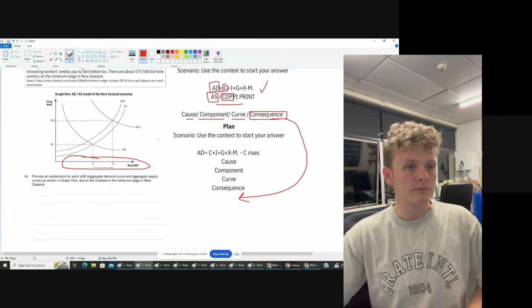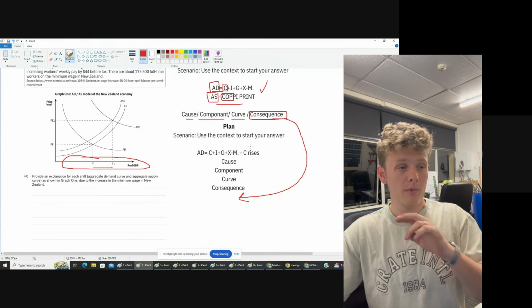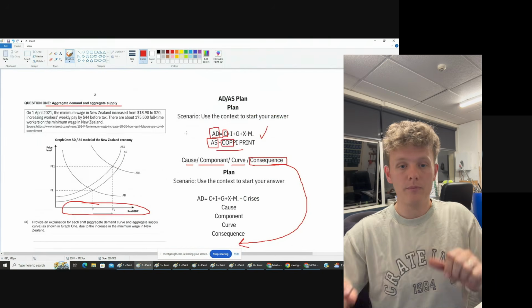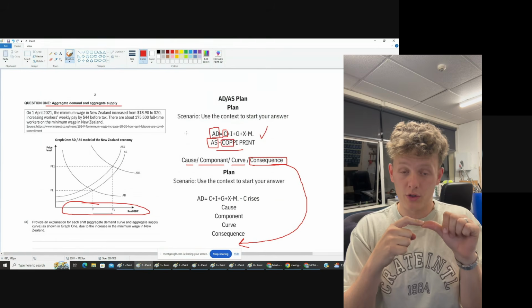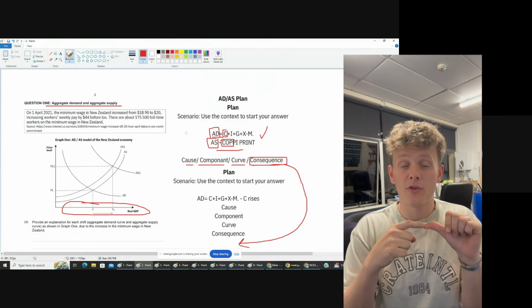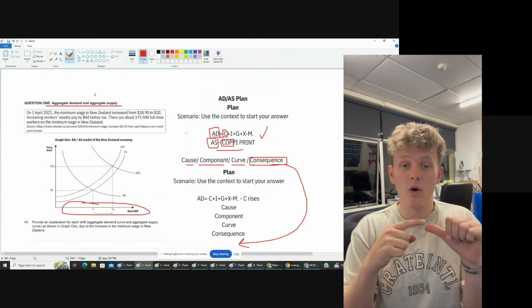So we go for our 4-point structure again. Cause: an increase in the minimum wage for 175,000 workers will cause an increase in cost of production for businesses, because they must spend more on labour.